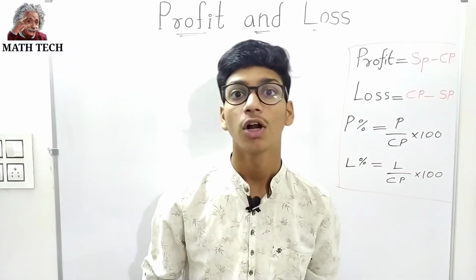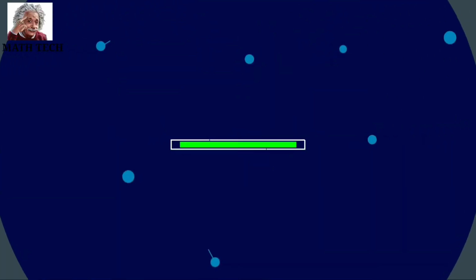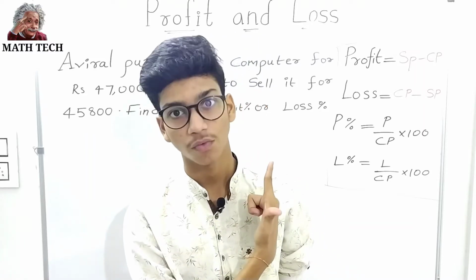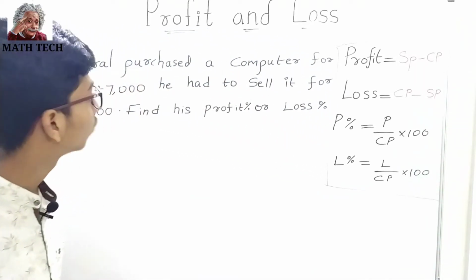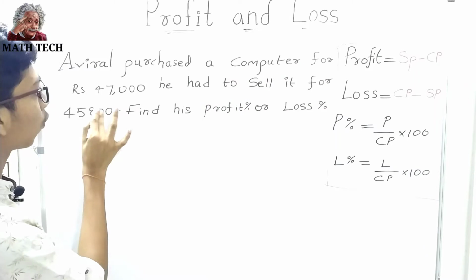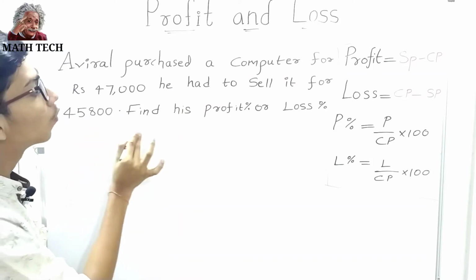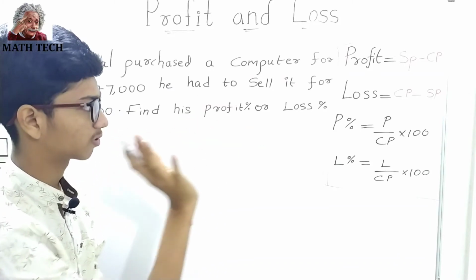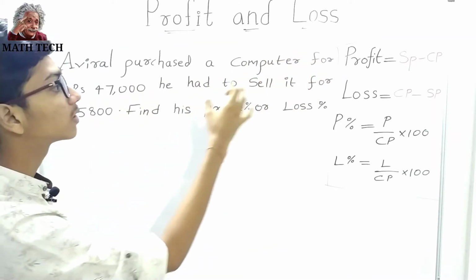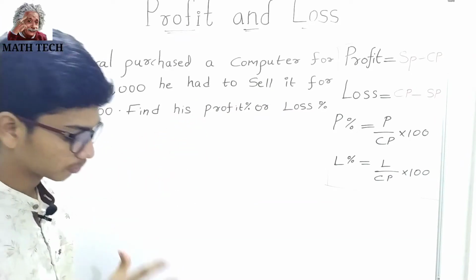Now let's go to the top 3 problems in this concept, profit and loss. Let's go to question number 1. Aviral purchased a computer for Rs 47,000. He had to sell it for 45,800. Find his profit percent or loss percent.